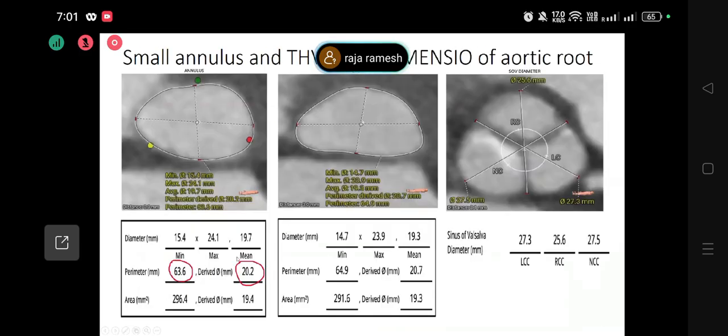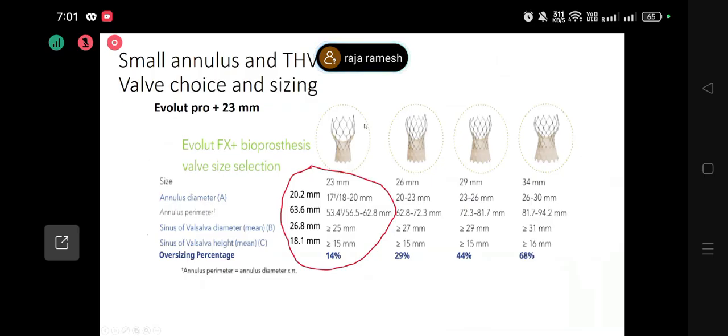Here, for the annulus, we can see the perimeter is 63.6 and area is 296 and area-derived diameter is 20.2. As per definition, any annulus size less than 23 is called a small annulus, and any area less than 430 is a small annulus. Other parameters we have seen: this is a tricuspid valve. Beautifully we can see three cusps, and these are the sinuses of Valsalva diameter. So because it is a small annulus, we have chosen a self-expandable valve. By Medtronic, it is an Evolut Pro Plus, the initial generation of the Evolut valve.